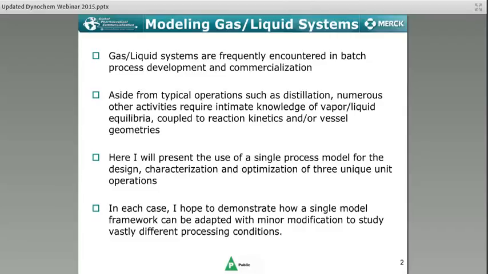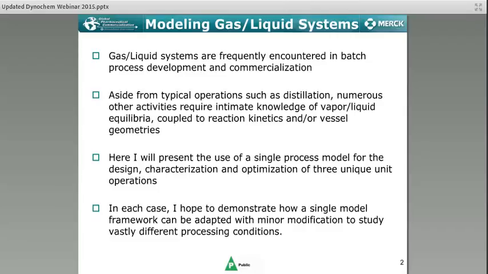But what we want to look at is some unique operations focused around the interchange, or the interplay, between the contents of a vapor and liquid phase, and how various process parameters and vessel characteristics are going to impact the performance of a particular process.